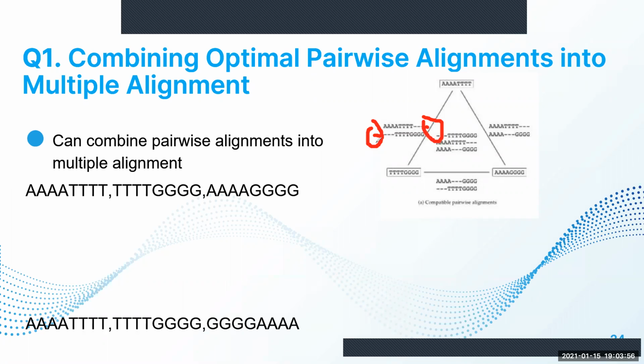I think because of that scoring method, they came up with this kind of solution. That basically depends on your scoring method. The pairwise alignment depends on the scoring method.